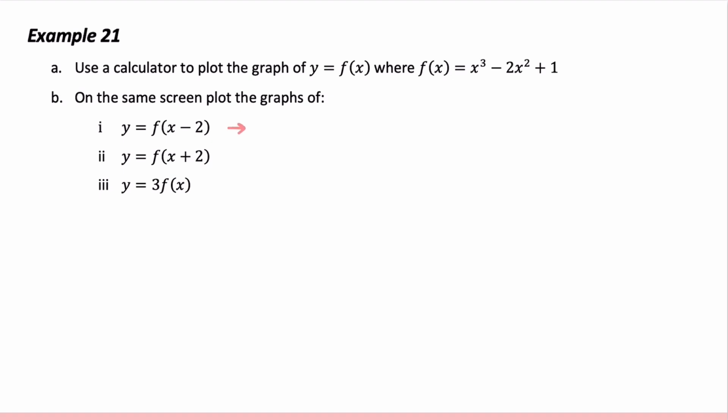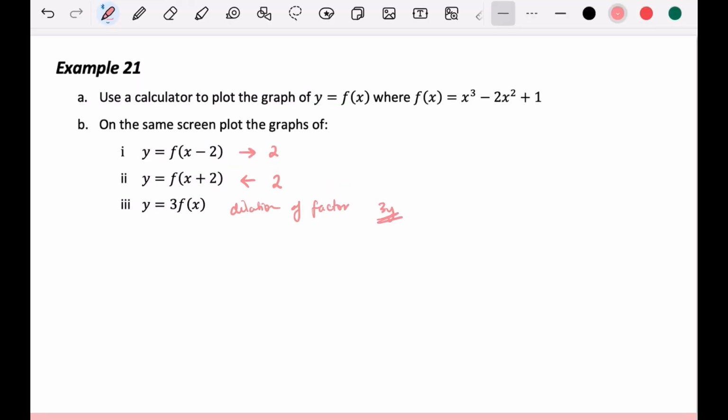But for this one, all of the x values will be moved over by 2 to the right. All the x values here will be moved to the left by 2. And here we'll have a dilation of factor 3, so all of our y values will be multiplied by 3. So what we can do now is jump onto our CAS calculator and give this all a go.